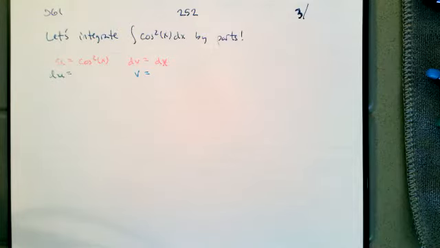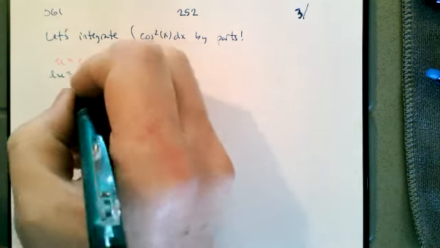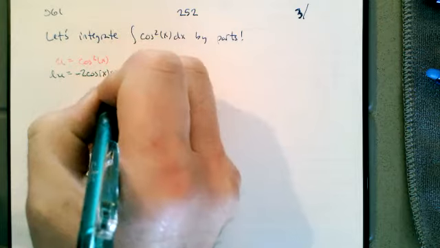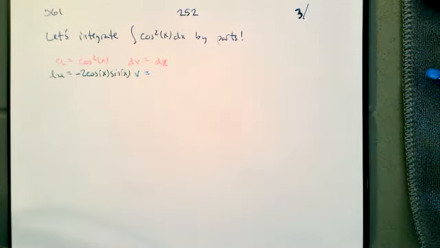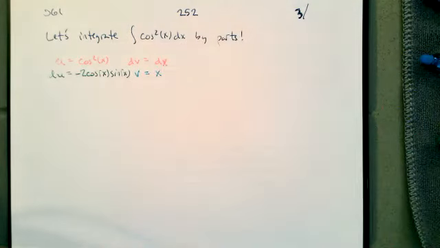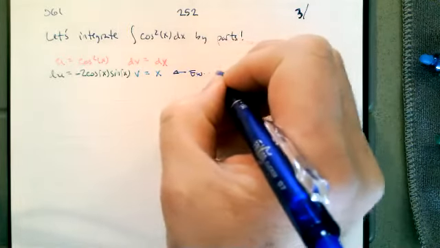If this is the case, then I didn't plan very well for my du, because my du now is going to look like 2 cosine x times minus sine x dx. And v is just going to be x. And all of a sudden, I'm not really a fan of this, because now what I'm going to have to integrate is an x cosine x sine x. So right now I'm looking at this and I call ew. Not liking this.